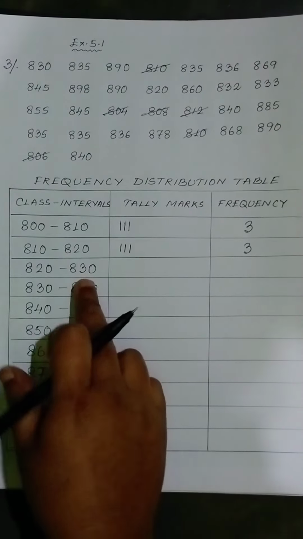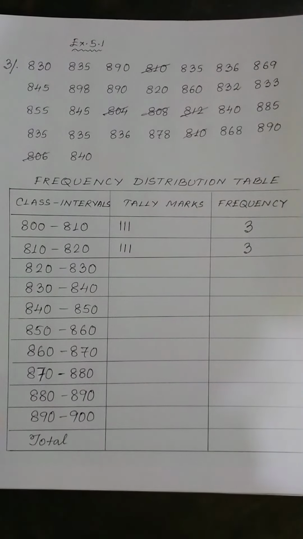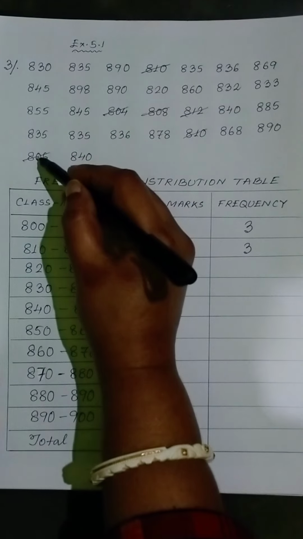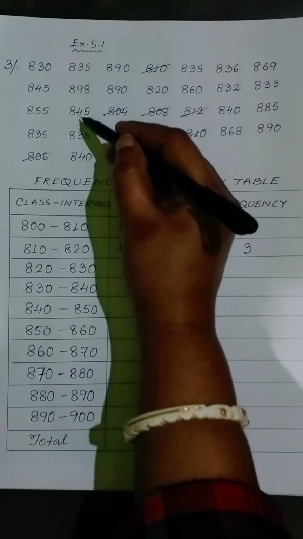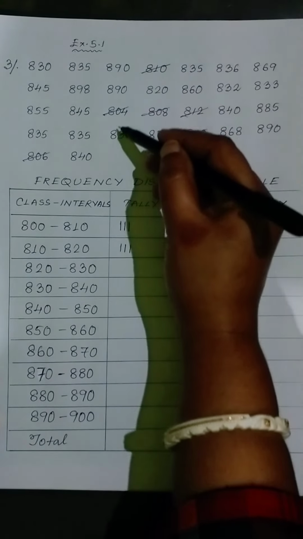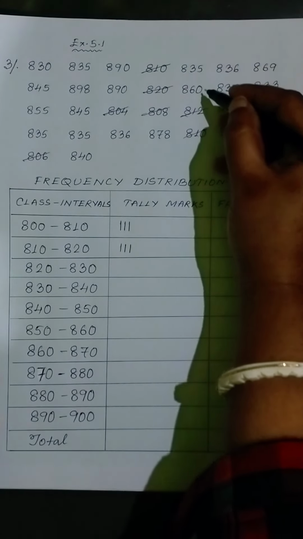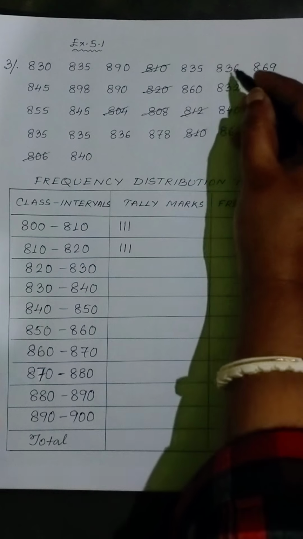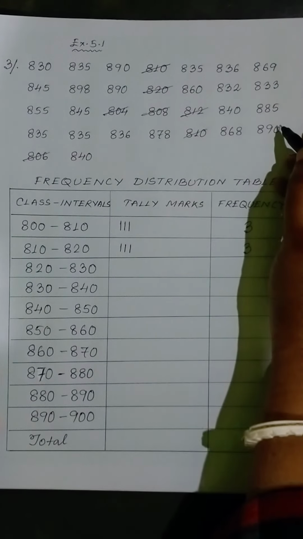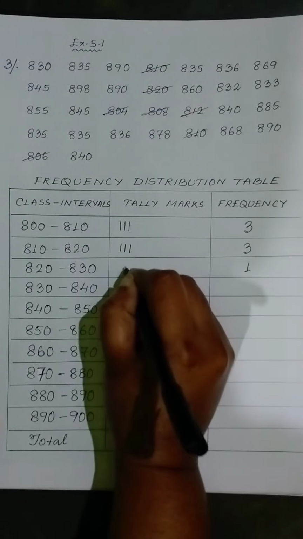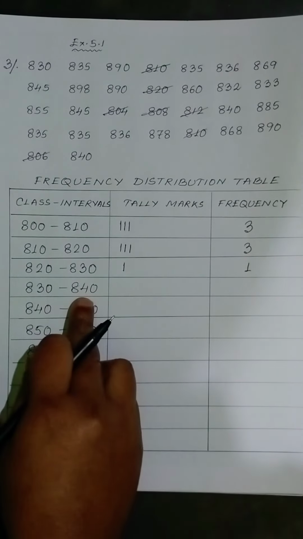820 to 830. It will cover the values from 820 to 829. No value here also. 820, 1 only. Is it the value 1? Yes, the value is 1. Okay, 1. Then 830 to 840.